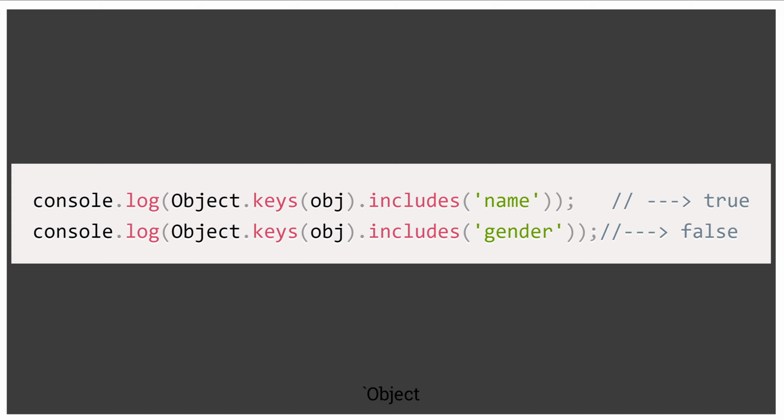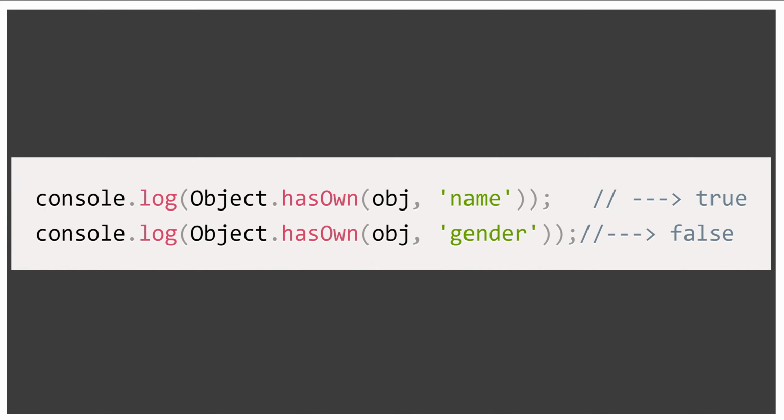5. Object.keys. Pros: Returns an array of the object's own property names. Cons: Inefficient for large objects because it creates an array of all keys.